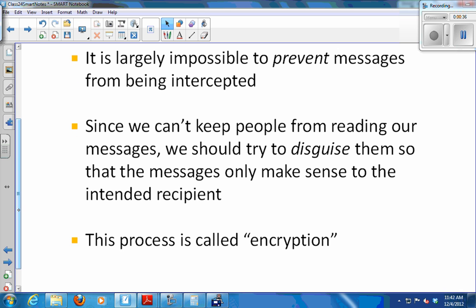It's not an option to prevent your messages from being intercepted, because we're sending them over public lines, networks that are owned by other companies. We don't own them, so we really don't have any mechanism to prevent someone else from getting them. But what we can do is keep people from being able to read the messages that they intercept. So we try to disguise them so that the message will only make sense for the intended recipient. And that process is called encryption.